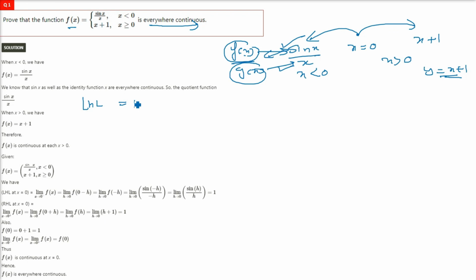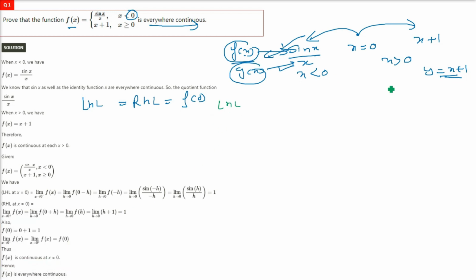What we are going to do is find out the LHL, the RHL, and the value of the function at 0. If they are equal, then it is continuous. You can very well prove that it is continuous at 0 also, because this is the point they are asking. So let us check the left hand limit and right hand limit. Since we have already defined it, at x equals 0, on the left it is sin x by x, on the right it is x plus 1.